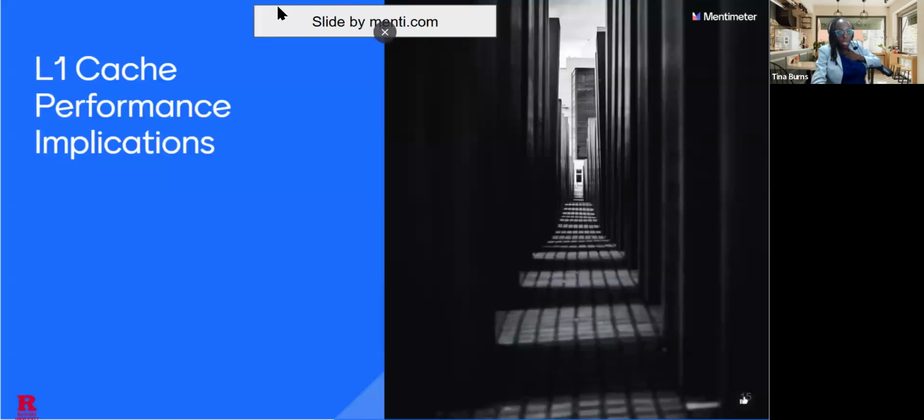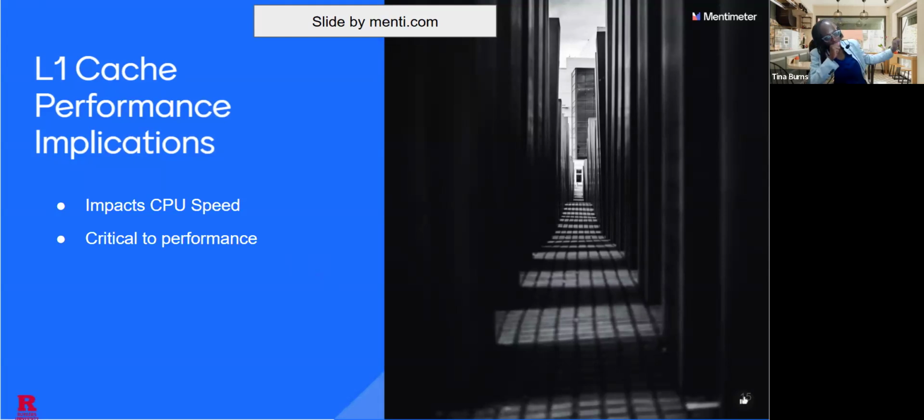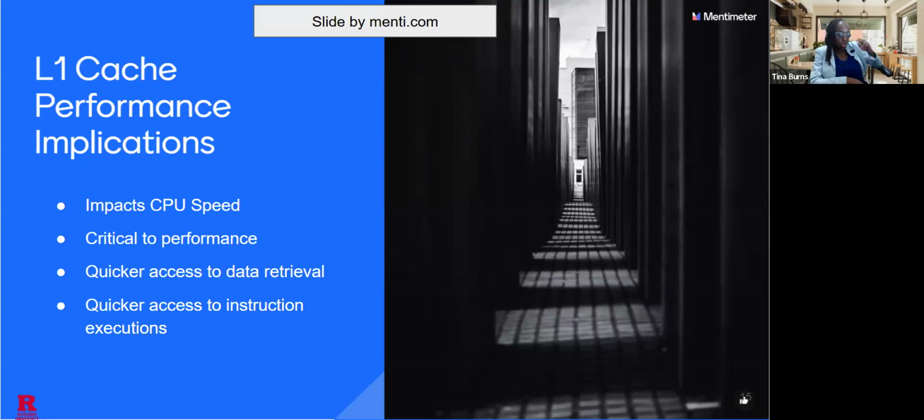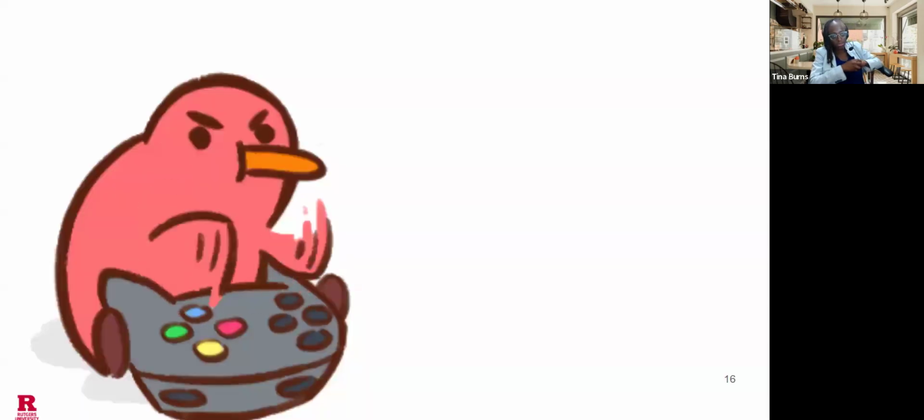Now, for the L1 cache, let's go ahead and look at the performance implications. It's going to increase your CPU speed. It's vital to your performance. So the L1 cache is the most important cache that you'll have in terms of improving your performance. You want to make sure that's working well and effectively. The other ones are going to be below what you see here. And as we stated before, this is just going to allow you to quickly get data. Also, quick access to instructions and executions.